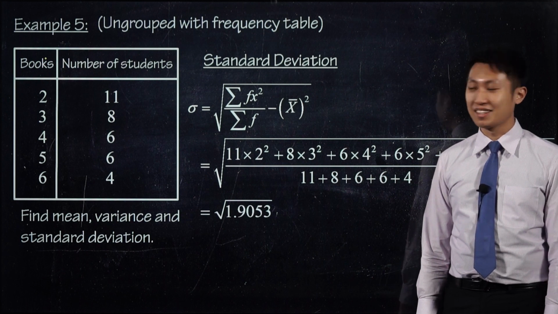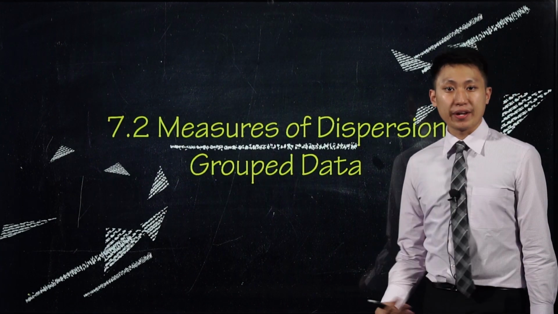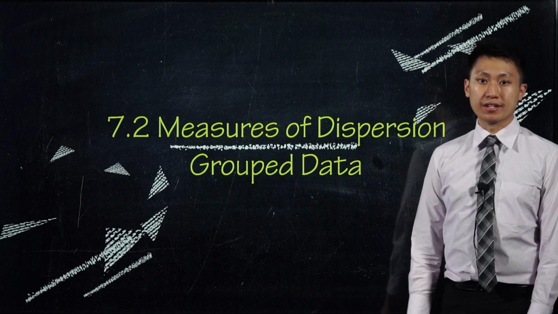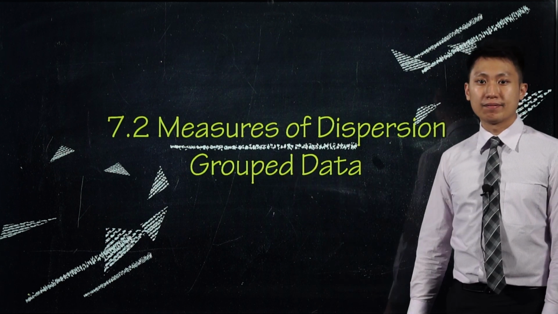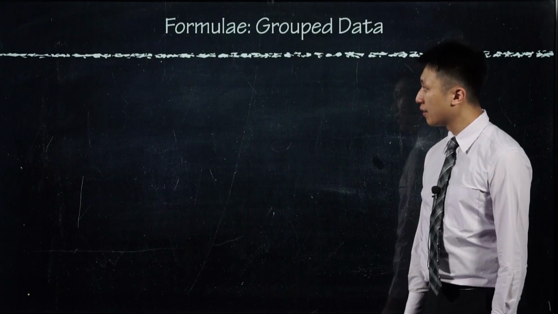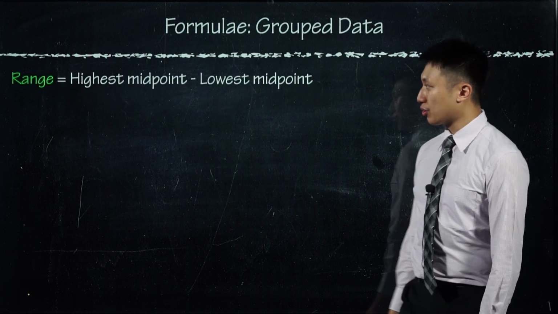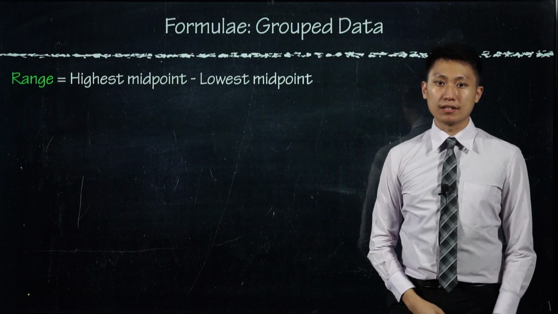I'll see you then. Hi, welcome back. Today we're going to continue on measures of dispersion. It's on grouped data now. Let's start. Formula again. Range is the highest midpoint minus the lowest midpoint.